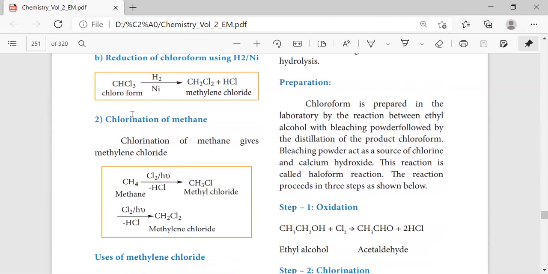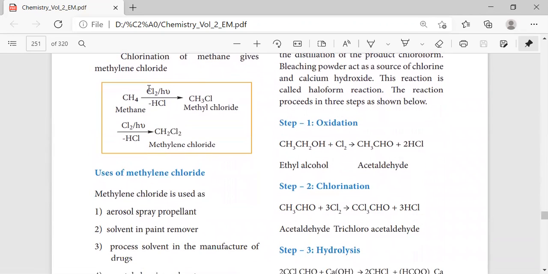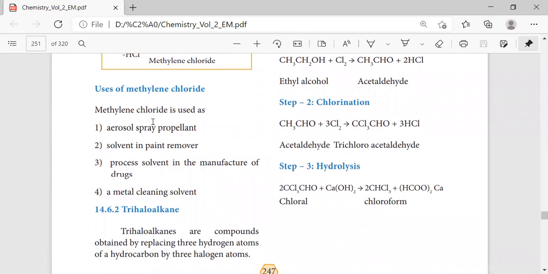Okay. Then chlorination of methane. Here, methane reacts with chlorine in the presence of hν, that is light, and we get methyl chloride formation. This on further treatment gives methylene chloride. Now comes uses. Here in uses, it is used as an aerosol spray propellant. Then it is used as a solvent in paint remover. And also a process solvent in the manufacture of drugs and also a metal cleaning solvent.